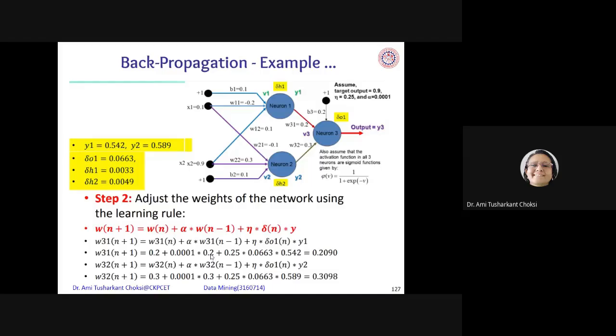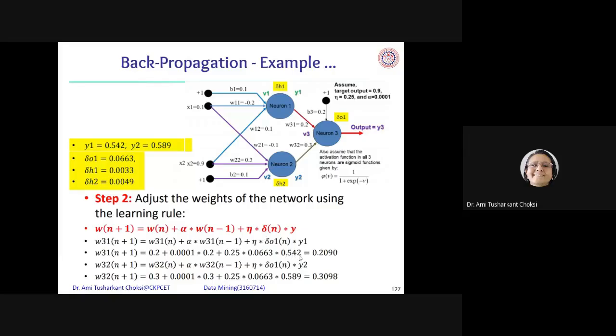Then after, we can say what next is that? That is W31 of n minus 1. That was 0.2, plus eta. Eta is 0.25. Then after, delta O1. Delta O1 was 0.0663. So that's what we are applying, multiplied by Y1. What is Y1? It is 0.542. So that's what we have applied and found W31.